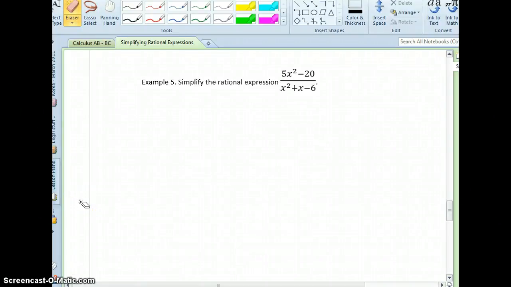In this example, we want to simplify the rational expression 5x squared minus 20 divided by x squared plus x minus 6. Now remember, in all of these rational expression simplification problems, we want to make sure that we find the domain first, just in case we need it later, and then we will simplify. So the domain, we start off with all real numbers. So all reals is how I abbreviate it.